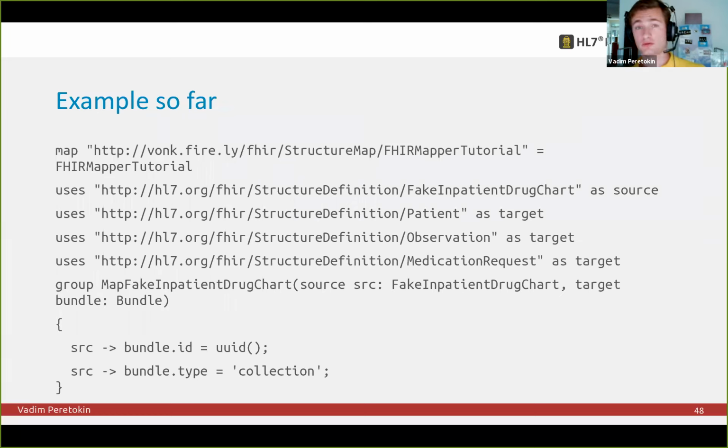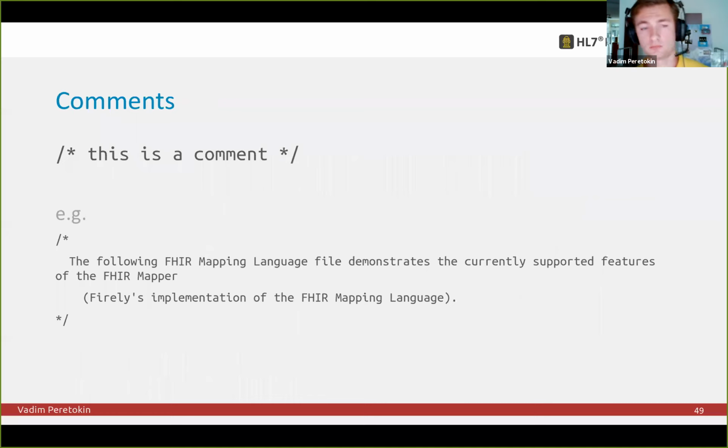So in our example so far, we define our map, we give it a canonical URL, we specify what data structures we're going to be using, and we specify a sample group that just creates a new group and gives it an ID, and it sets the bundle type to a collection. Also, you can specify comments in your maps using the C-style syntax, which is a slash and an asterisk.